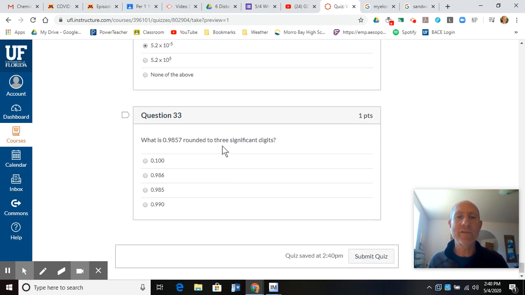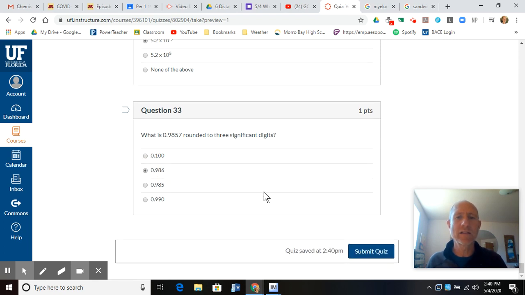What is this number rounded to 3 significant digits? Leading zeros are not considered significant. This one's significant, this one's significant, this one's significant. 3 significant digits would be 0.986 because this 5 would round to a 6 based on the 7 right here. So 0.986. Booyah. Submit the quiz.